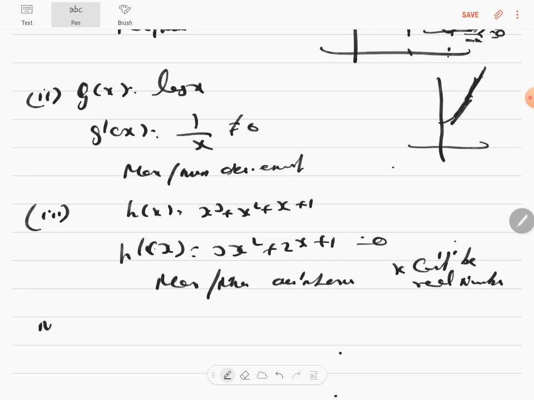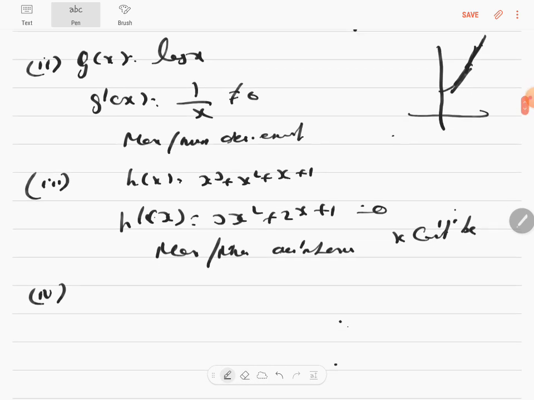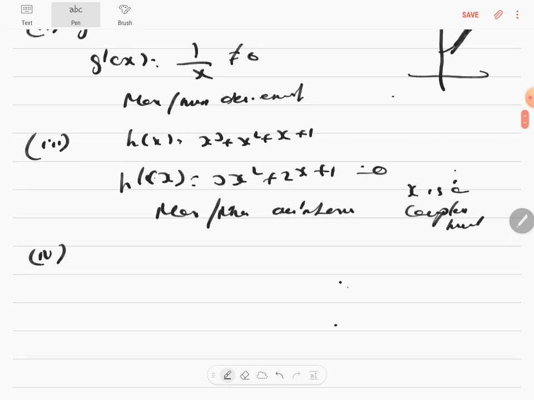x can be only a real number, but cannot be complex, but in this case it's complex, right? So therefore there is no maximum. So can I say x is a complex number only, and therefore maxima minima does not exist. Okay, let's go to the fourth question. Next one, that's all 3 subdivisions.